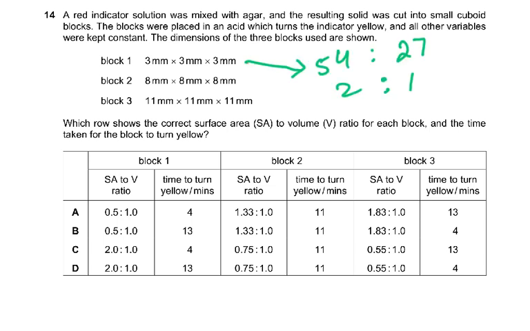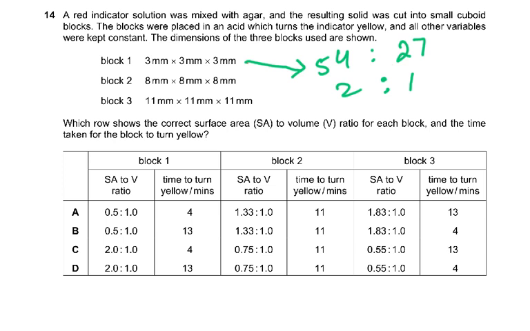Red indicator solution was mixed with agar and the resulting solid was cut into small cuboid blocks. The blocks were placed in an acid which turns the indicator yellow, and all other variables were kept constant. The dimensions of these blocks used are shown. Block 1 is 3 by 3 by 3, block 2 is 8 by 8 by 8, and block 3 is 11 by 11 by 11. Which row shows the correct surface area to volume ratio for each block and the time?